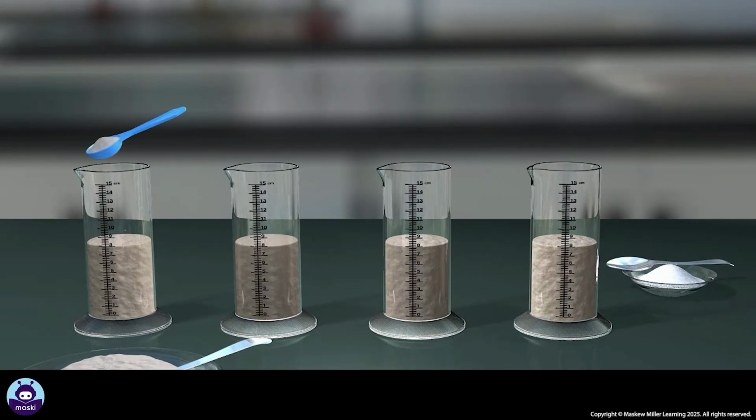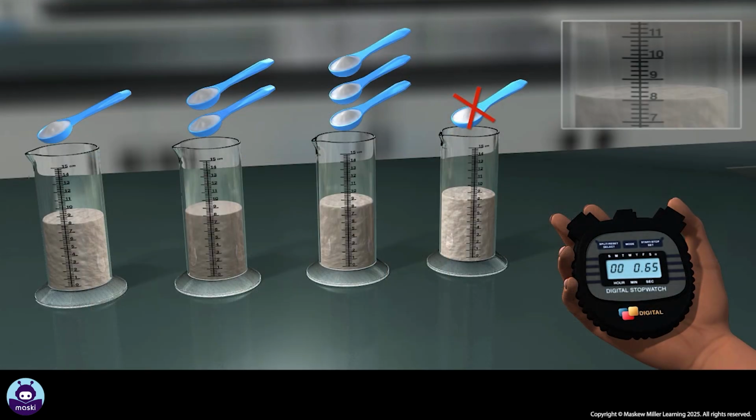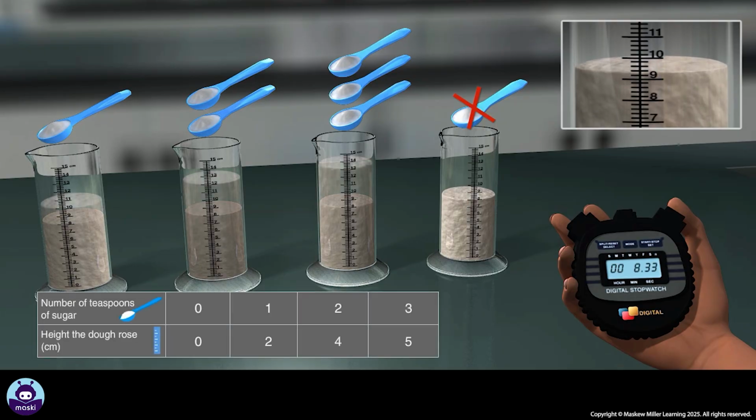1 teaspoon of sugar was added to the first measuring cylinder, 2 teaspoons of sugar to the second measuring cylinder, and 3 teaspoons of sugar to the third measuring cylinder. No sugar was added to the 4th measuring cylinder. This is the control. Tembela measured the height the dough rose after 10 minutes and recorded the data in a table.